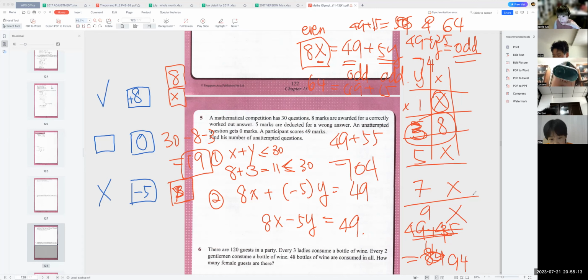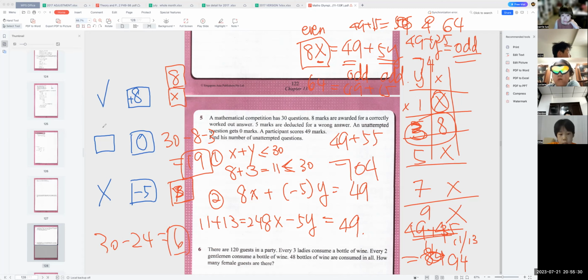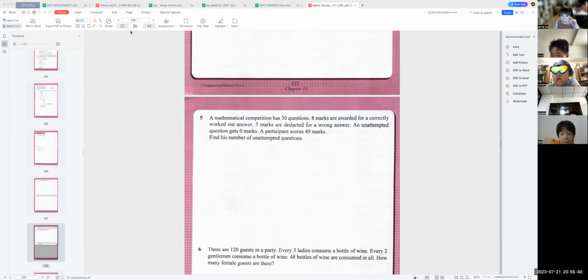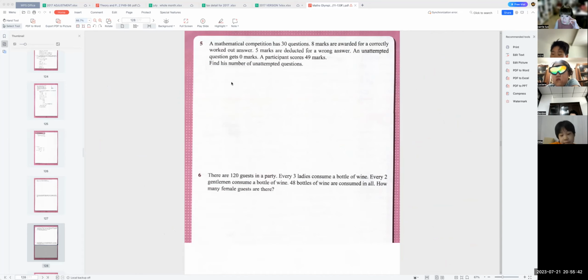So 104 divided by 8 equals 13. And we can say 11 plus 13 equals 24, still smaller than 30. So we have another set of the question. 30 minus 24 equals 6. So the unattempted answer will be 6. So there are 2 possible answers, 19 and 6. Understand, everybody?